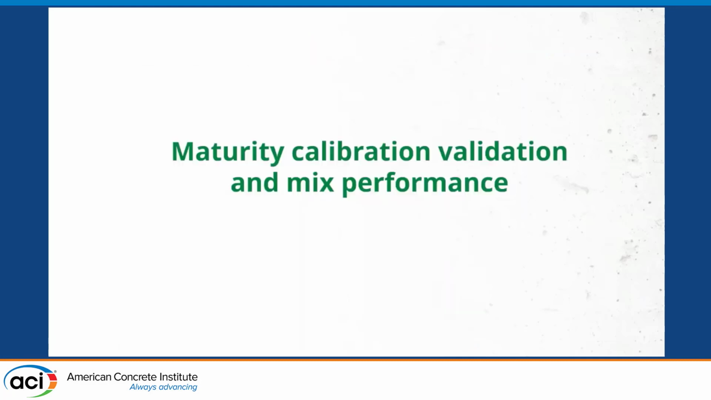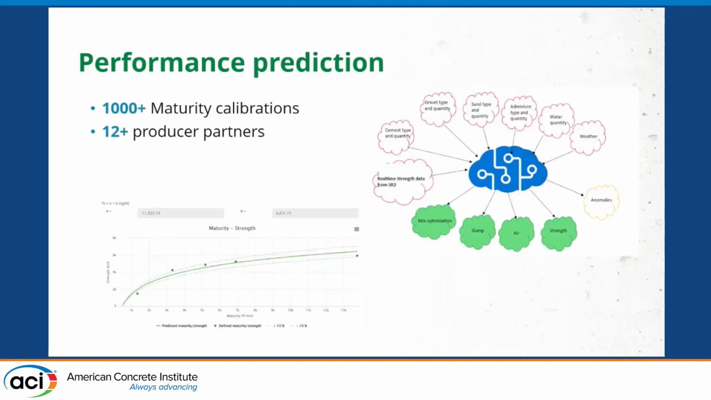So let's move on to one that's a bit more complex: can we validate your maturity calibration, and can we understand the mix performance? Once again, we're sitting on a really big data set of maturity calibration. We have thousands and over of maturity calibration curves, which you can see at the bottom left of the screen. They're basically maturity versus strength, and this is a calibration that's required by ASTM C1074 to use this method and output strength.